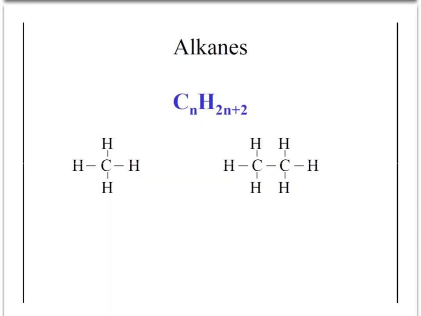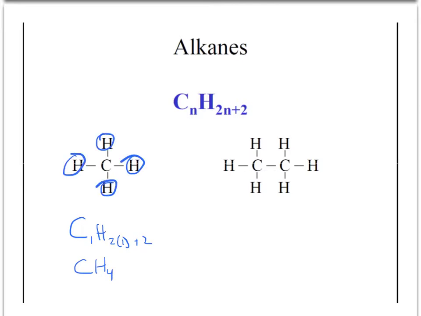Alright, first let's talk about alkanes. So the generalized formula for an alkane is CnH2n+2. So this n, those would be the exact same number. So if you have an n number of carbons, you would have 2 times that number plus 2 number of hydrogens. So for example, methane, this first one right here, that would be C1, and then H's would be 2 times 1 plus 2, and that would be CH4. And you can see that there's 4 hydrogens around it.